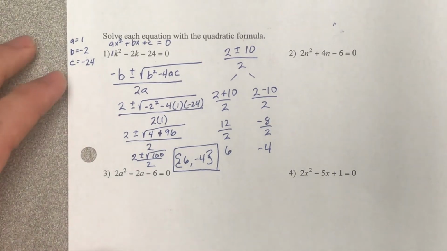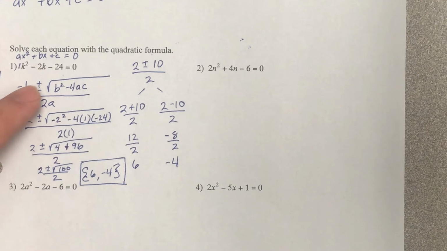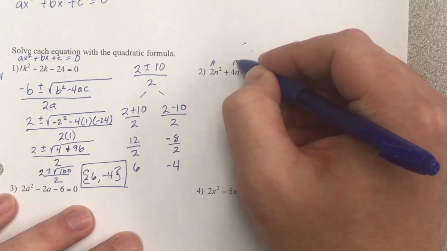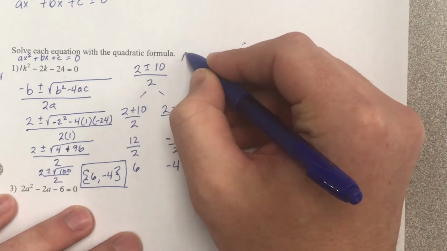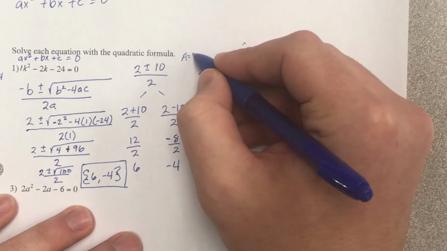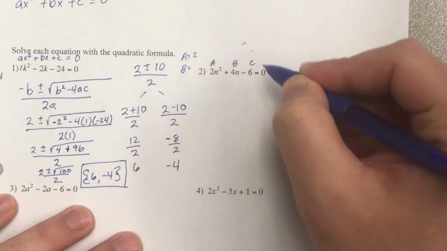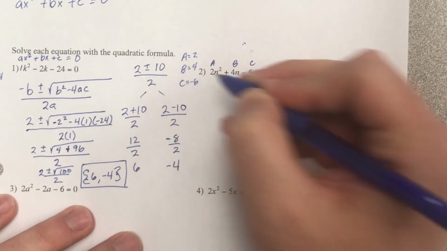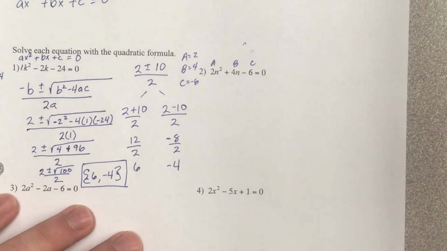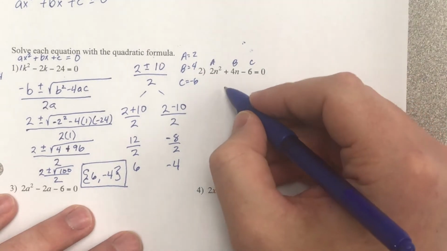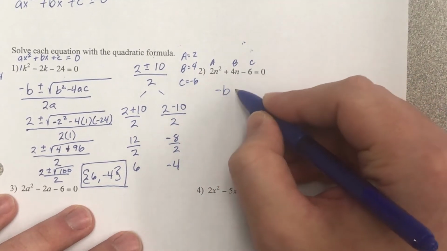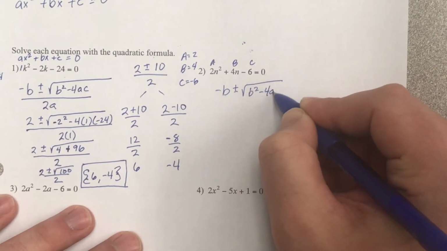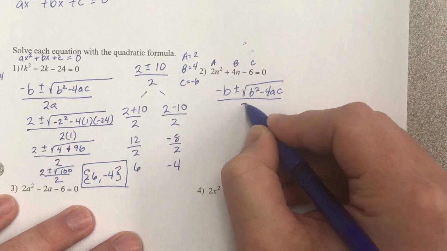Okay, going to number 2. So looking at number 2 real quick. Again, let's start. We got A, B, and C. So it's okay to come to this side and say A is 2, B is 4, and C is -6. And we're just going to plug it all into the formula. That formula is the opposite of B plus or minus the square root of B squared minus 4AC all over 2 times A.